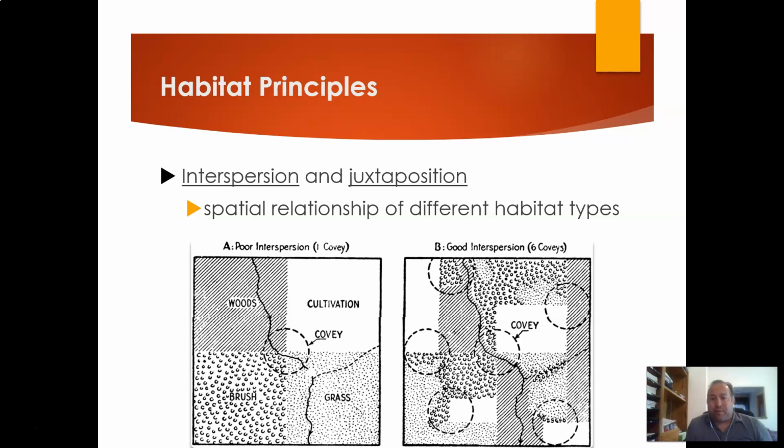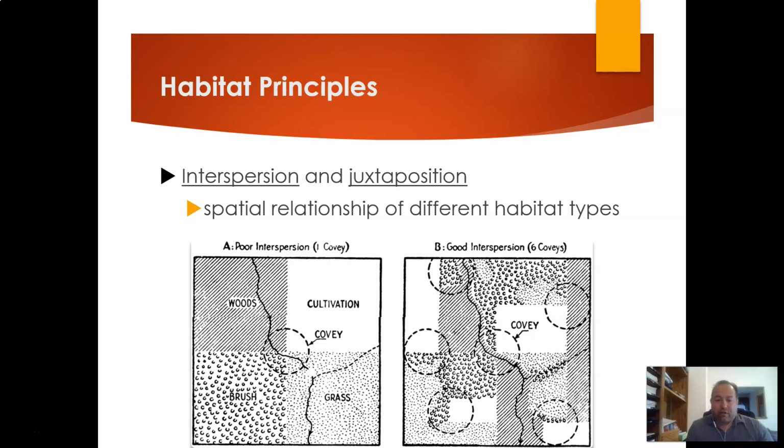So in terms of interspersion, and we'll throw out the term juxtaposition there as well, the idea of the spatial relationships of different habitat types. So when you look here at the figure provided, you'll see in A there's poor interspersion. So you see that there's the one covey, and it's got part of the woods and part where it's cultivated land and part where it's brush and part where it's grass. But then you see on the right here good interspersion, where you see that the coveys are all over the place, and the coveys have a mixture of different things.